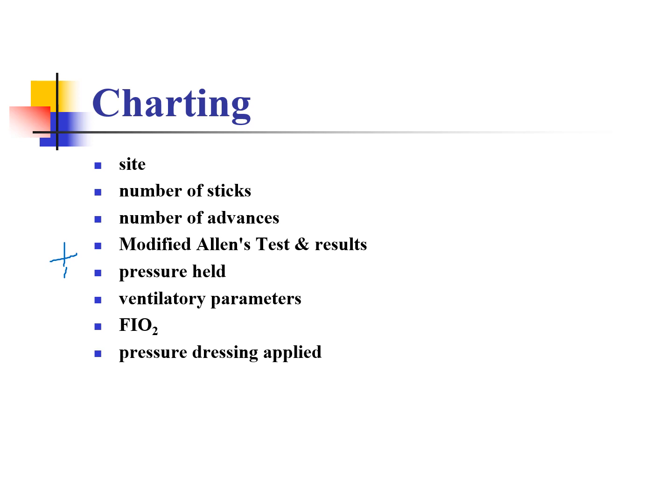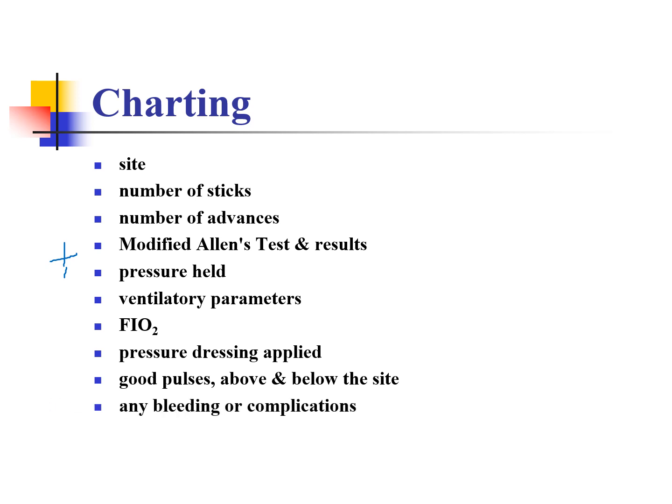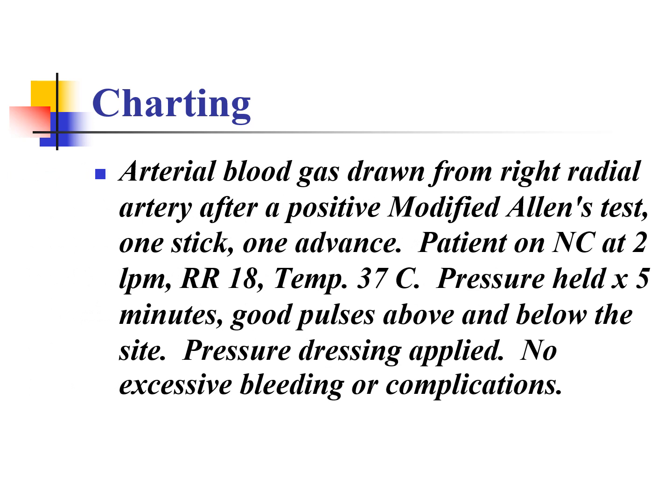You chart that you applied some sort of dressing on the patient. You notice that after the procedure, they had good pulses. In other words, their hand had good perfusion. It's a good legal thing to chart that. Any complications, you're going to chart, and hopefully let the team know if you do see that.